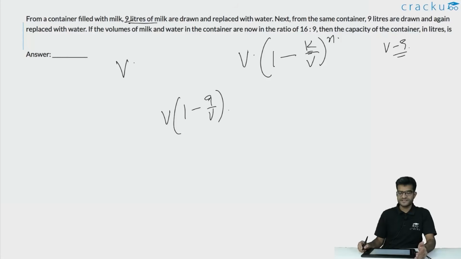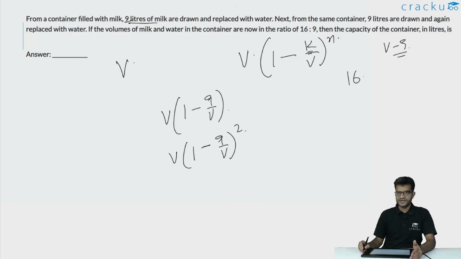If this process is repeated 2 times, that is, once 9 liters are replaced, again 9 liters are taken from the solution and they are replaced with water, the amount of milk that is left in the container will be V into (1 minus 9 by V) whole square. This is repeated 2 times, so at the end this is the amount of milk that is left in the container. We are told that the ratio of milk to that of water is 16:9.